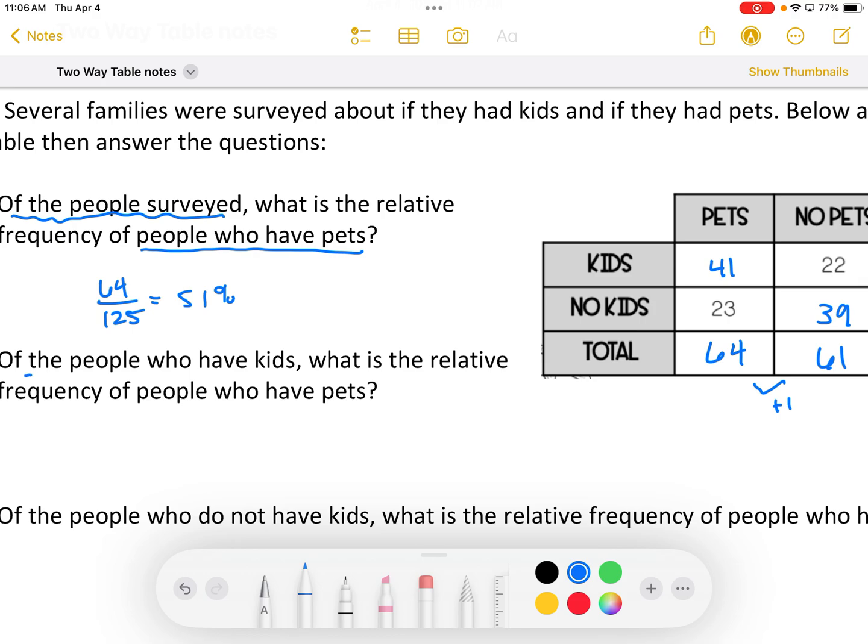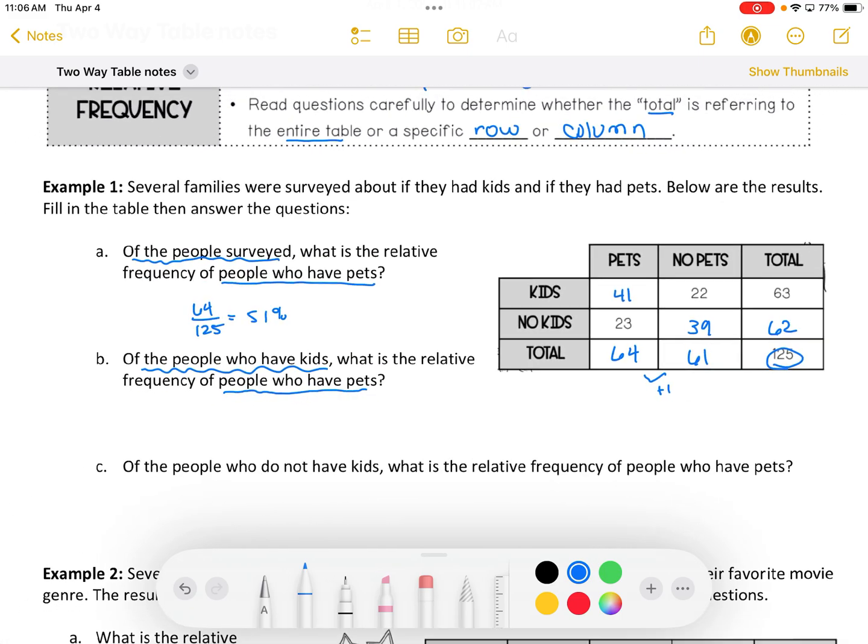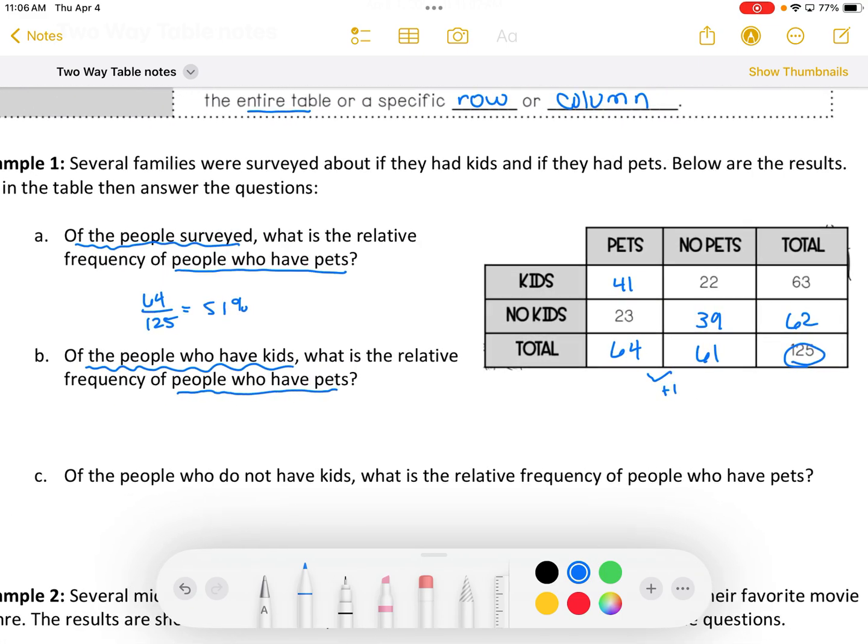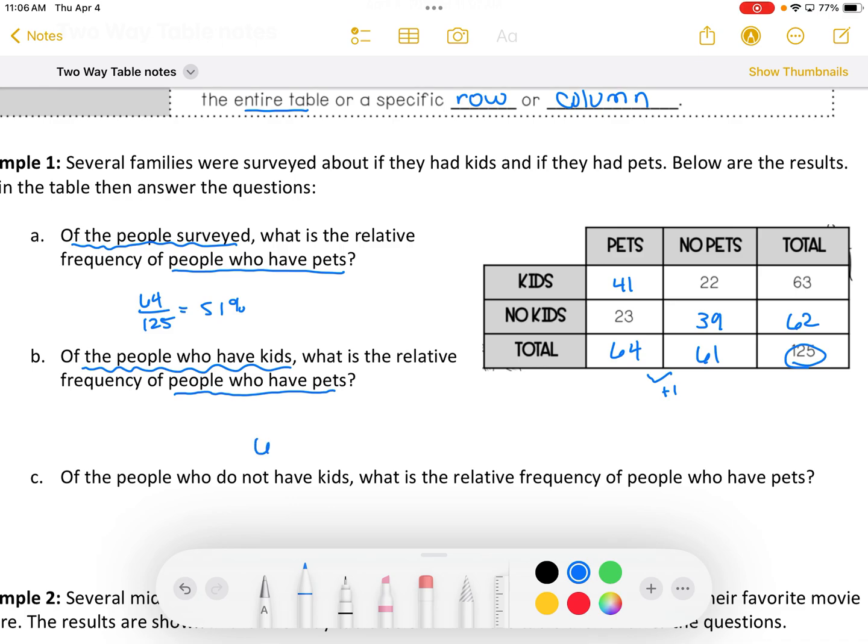Of the people who have kids, what's the relative frequency of people who have pets? So now we're just looking at the total people who have kids. So the total people who have kids are 63. Out of those 63, how many have pets? That's going to be 41. So then we're going to do 41 divided by 63 and change that to a percentage. So we're looking at about 65%.